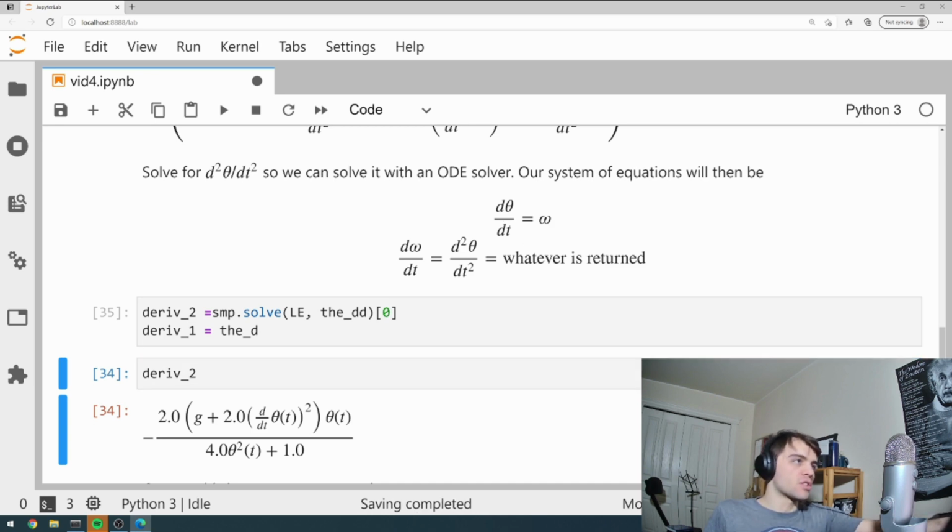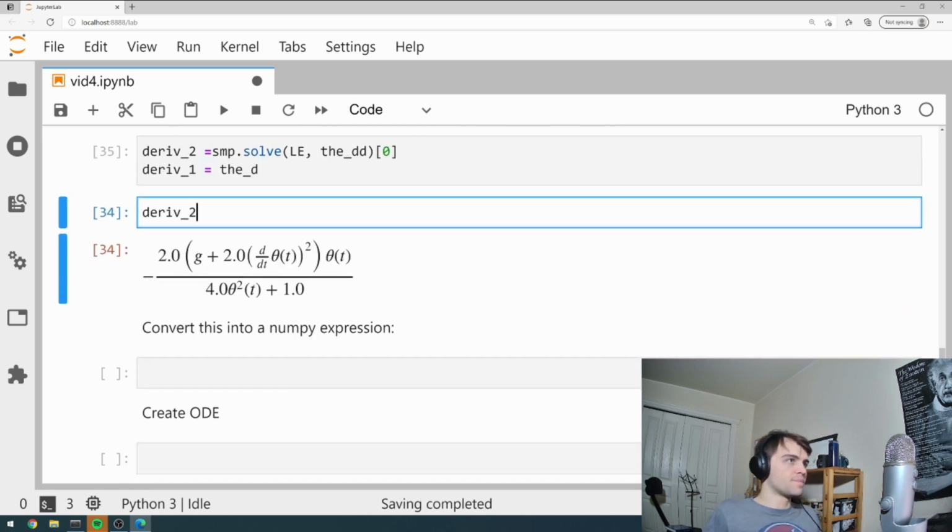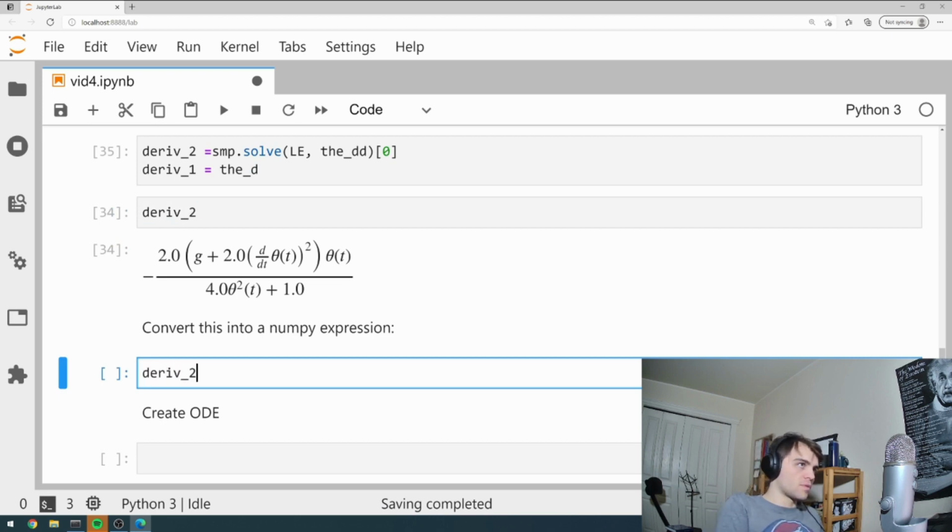So now we need to turn this into NumPy expressions. I'll turn it into a function. I'll call it derive 2 underscore f. We're going to use this lambdify function again. I'm going to plug in, and what does this take in? It takes in g, it takes in dθ/dt, and it takes in theta. So g, theta, and theta dot. I need to make sure I give all the arguments of the things that are in this expression. And this is the function itself that I have to feed it as well.